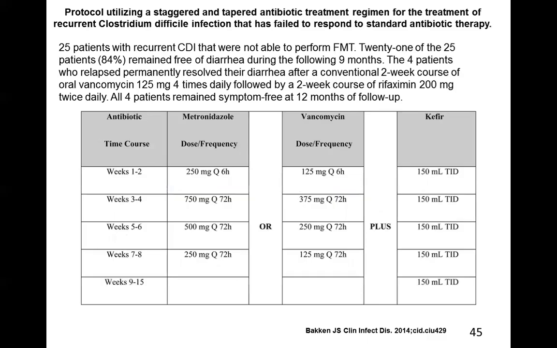So this is Johann Bakken, and he's arguably the world's most famous fecal microbiota transplantation ID guy. He's done probably 1,000. He's in Minnesota, and so everybody goes up to Minnesota for their FMT. And so he's got this laundry list of a lot of patients that can't qualify for an FMT, almost always because they can't afford it. It still costs about $3,000 to do it.